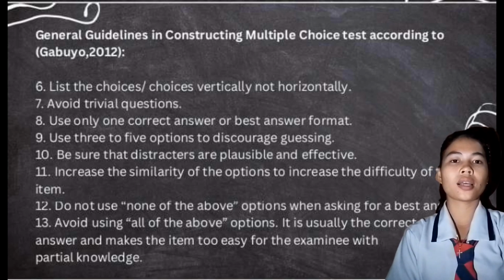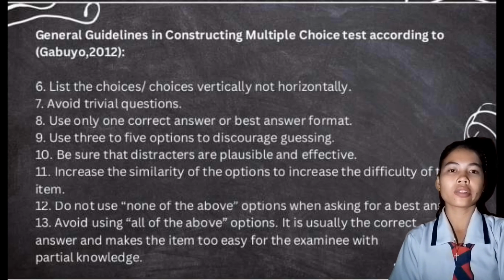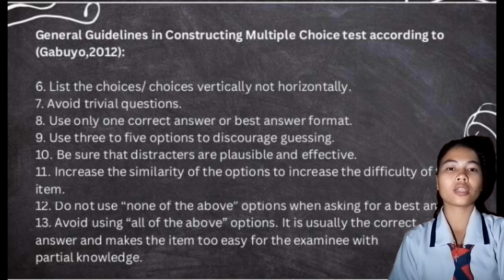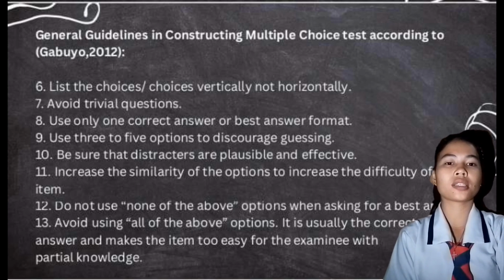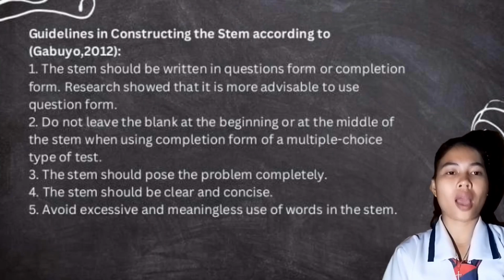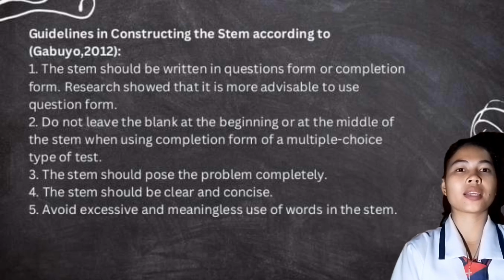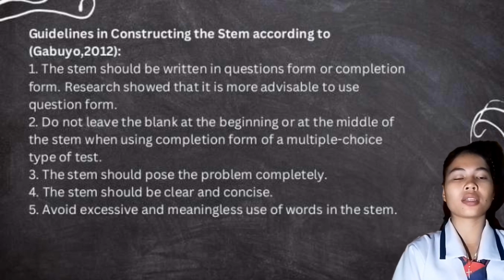So, in the general guidelines in constructing multiple choice tests, creating tests with real-world applications, diagrams, and quotations enhances relevance, critical thinking, and interdisciplinary understanding. Now, let's proceed to the guidelines in constructing the STEM. So, there are 7 guidelines in constructing the STEM.